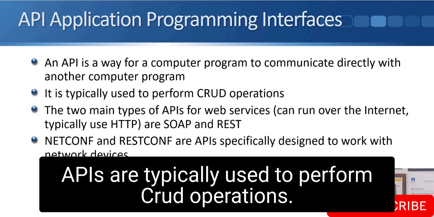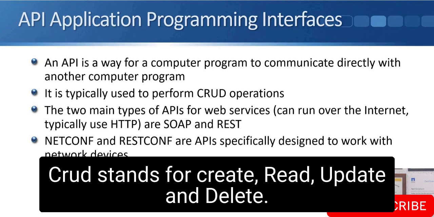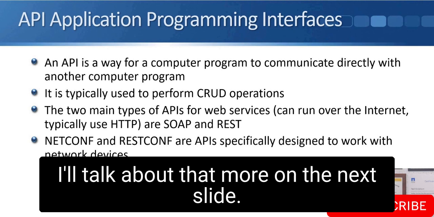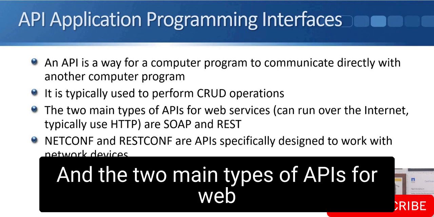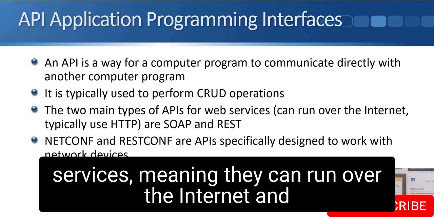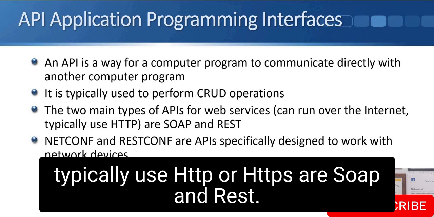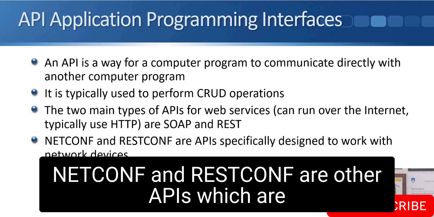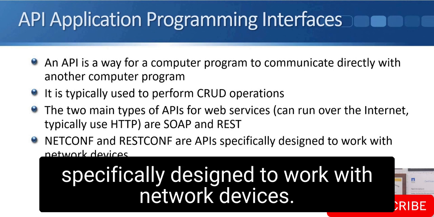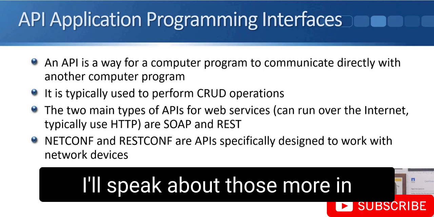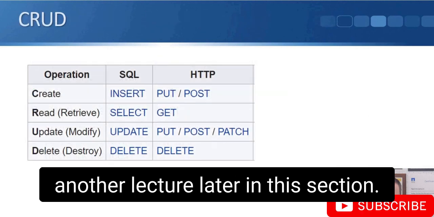APIs are typically used to perform CRUD operations. CRUD stands for Create, Read, Update, and Delete. I'll talk about that more on the next slide. And the two main types of APIs for web services, meaning they can run over the internet and typically use HTTP or HTTPS, are SOAP and REST. Netconf and RESTconf are other APIs, which are specifically designed to work with network devices. I'll speak about those more in another lecture later in this section.